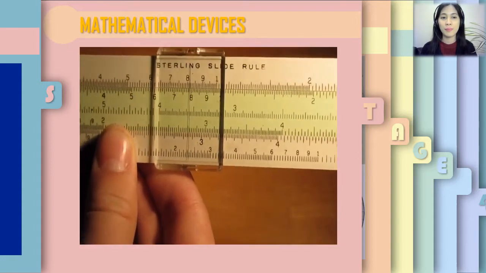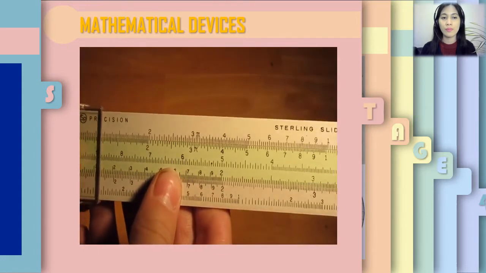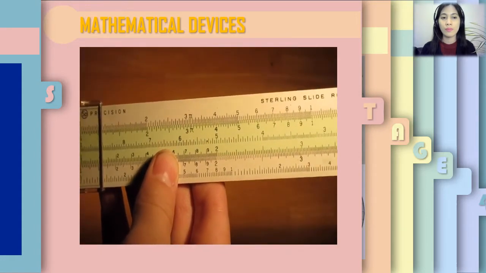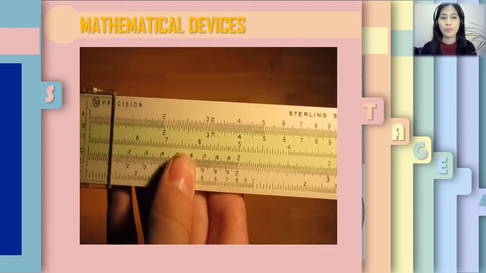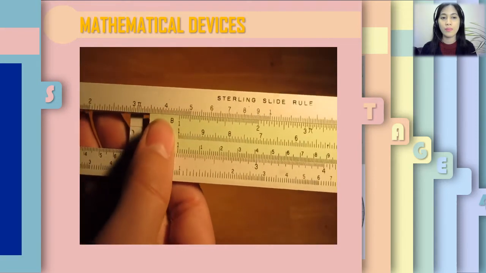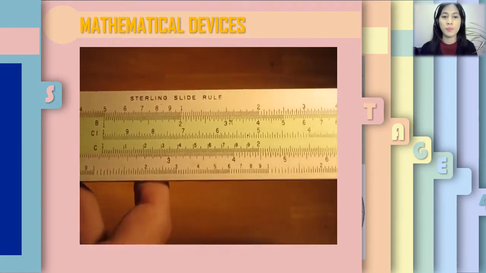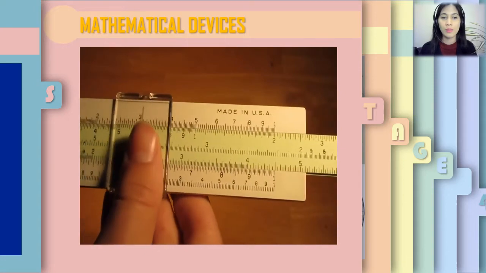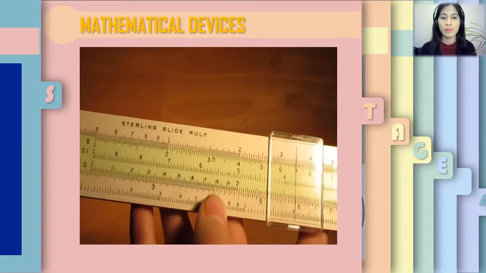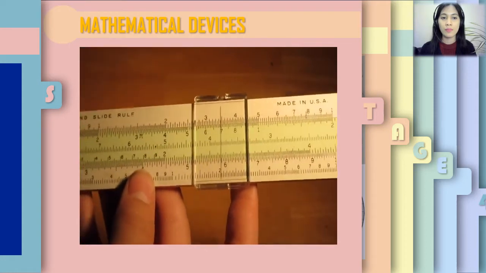Now let's try another example. Slide everything back to its beginning position. Let's try 5 times 7. Now this is where it gets interesting. If I move the 1 under the 5 and try to find the 7, but what is this? The scale has repeated. It has gone up to 9 and it goes back to 1 through 9 again.